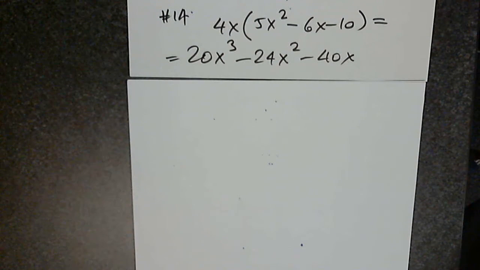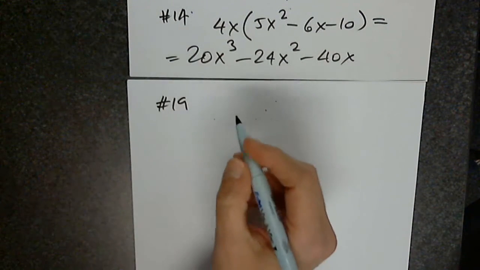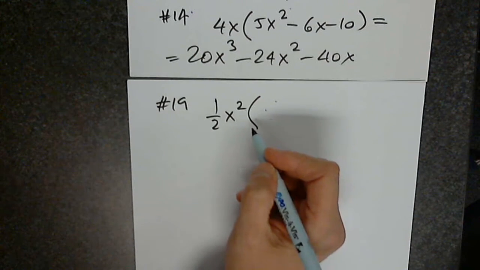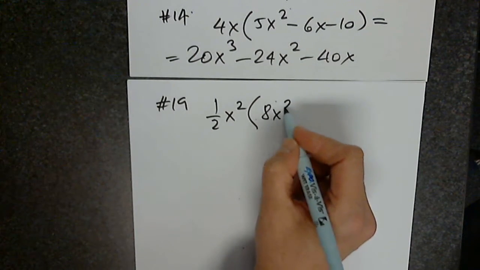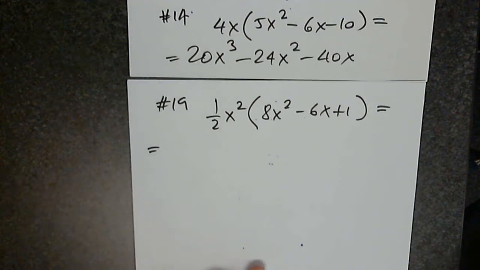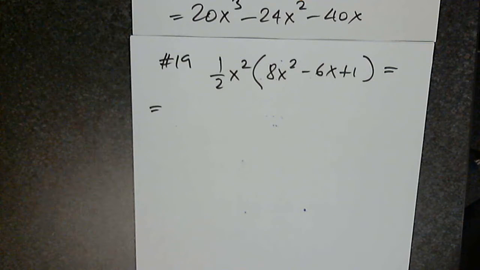Okay. Number 19. Please stop me if you have questions. Page 334, everything is on it. One half x squared times 8x squared minus 6x plus 1.